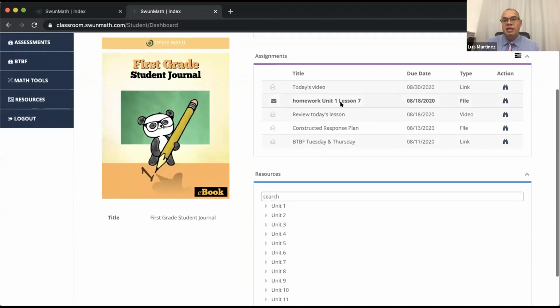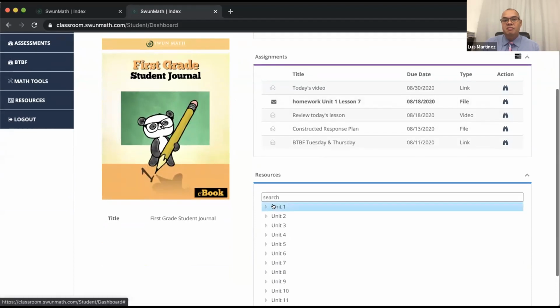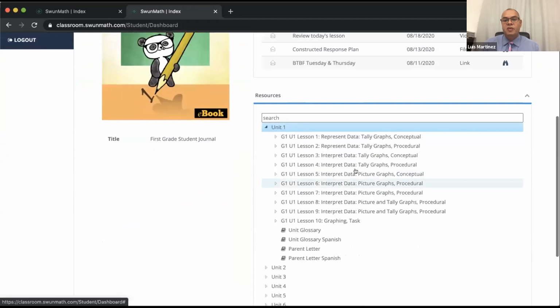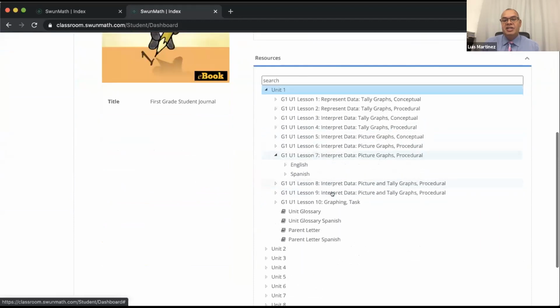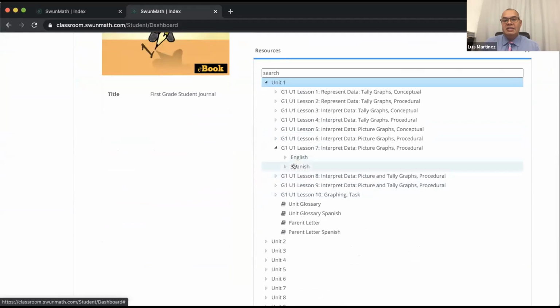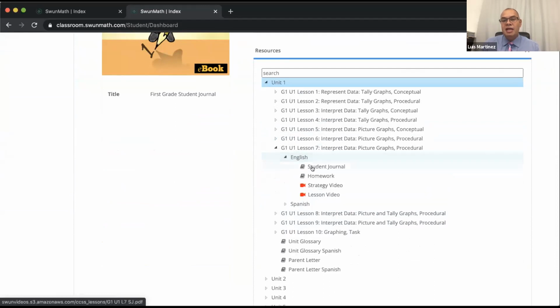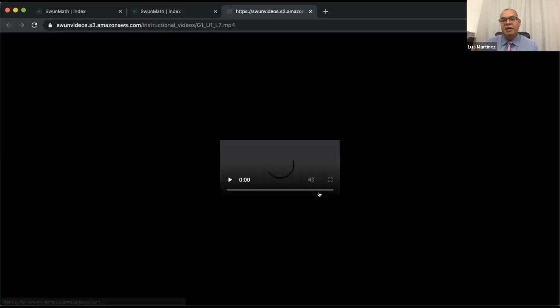So Unit 1, Lesson 7, I go to Unit 1. I go down to Lesson 7. Now, if my child is in a dual language program, I can access the homework in Spanish. If my child is in the English only program, they can go to English. And here is where I have the homework. Now, let's say my child does not remember how to do the work. They can go to our new lesson videos. And I'm going to show the lesson video for you right now.